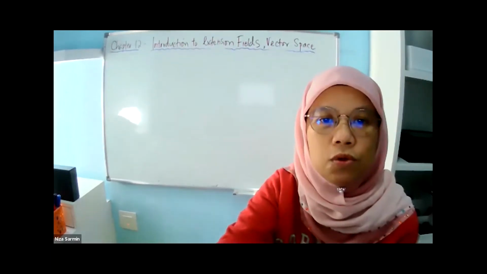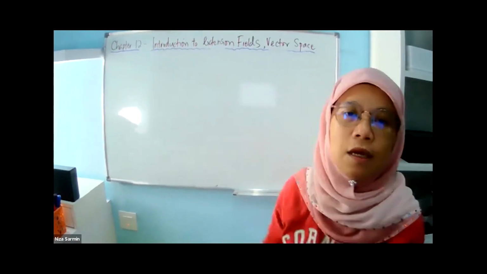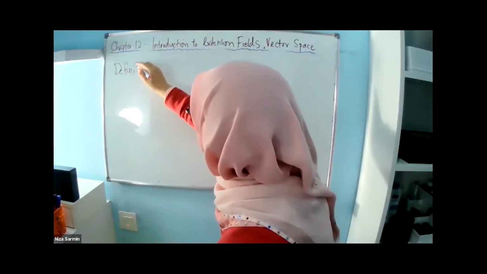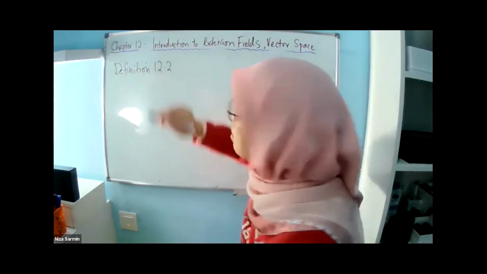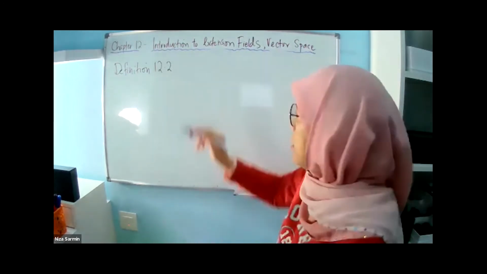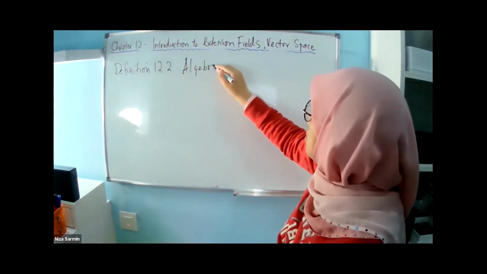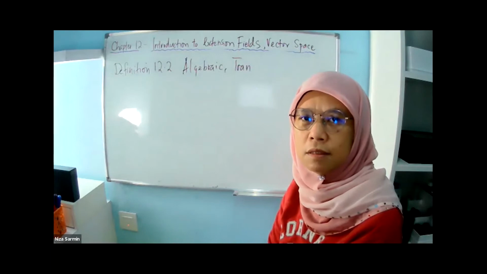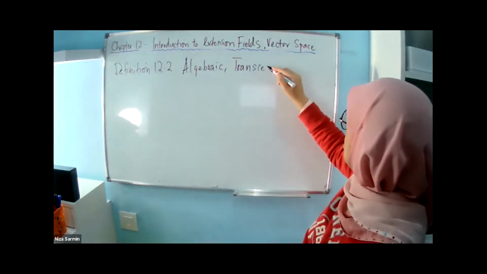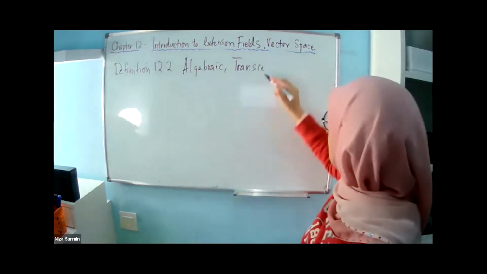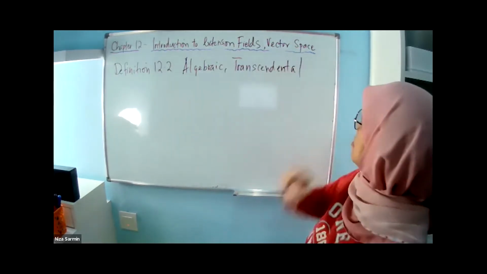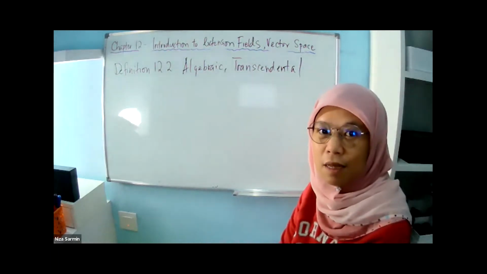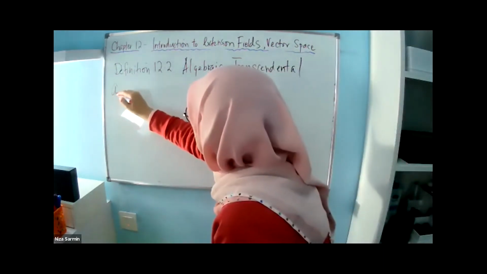Let me move on to another definition. I've mentioned this setting before, algebraic variety, but let's do this again. About algebraic numbers and transcendental numbers. I hope I spell it right.